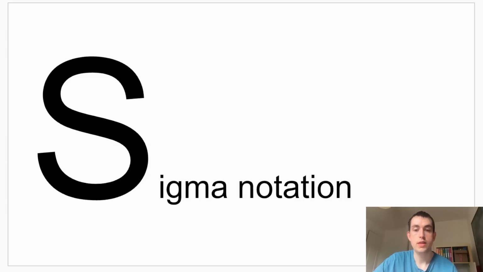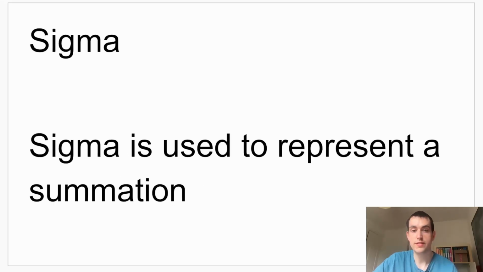S is for sigma notation. No doubt you've heard of sigma. Well, in mathematics, sigma is used to represent a sum or summation.